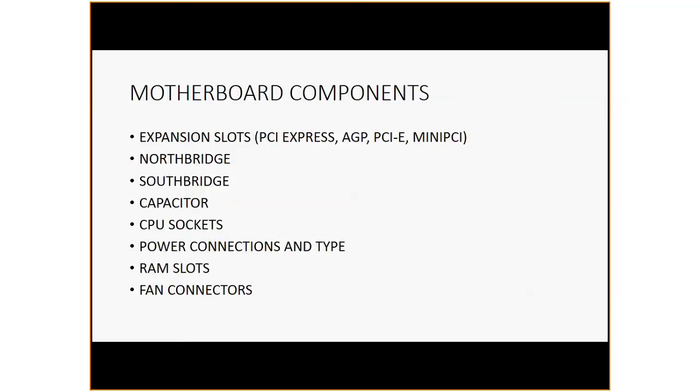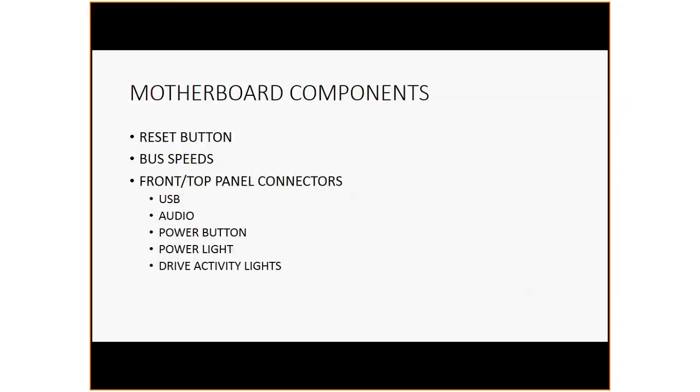And so for the exam, you have to know all of the motherboard components. That includes the expansion slots, which are the PCI Express. AGP is an older technology, but you still need to understand that. PCIe and mini PCI. Also, what's the north bridge? What's the south bridge? What are capacitors? CPU sockets, power connections and types, RAM slots, fan connectors, and it's actually a lot of components on the motherboard. But these are what you need to know for the exam.